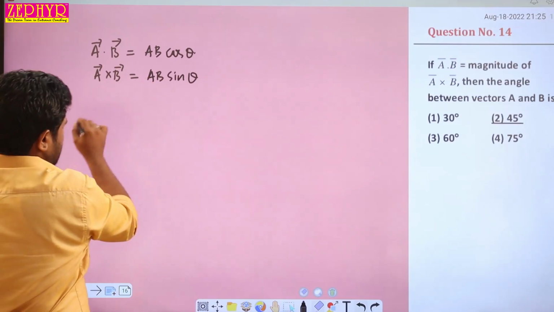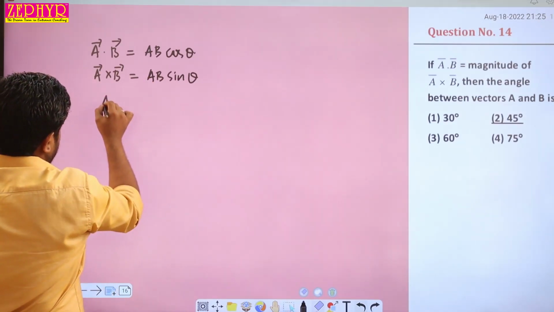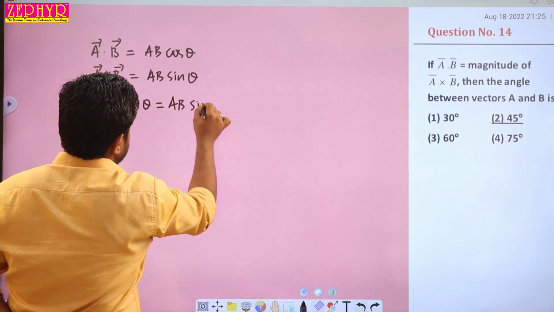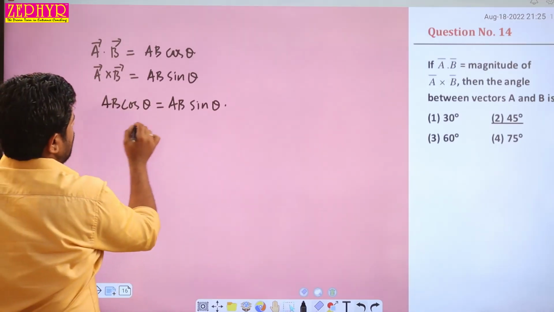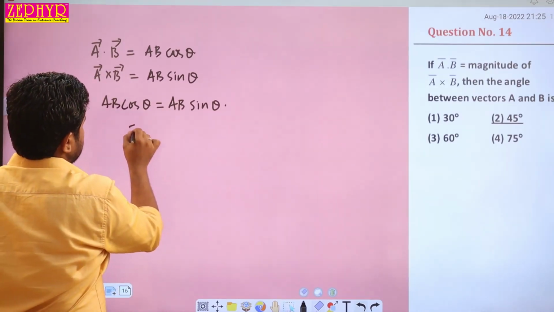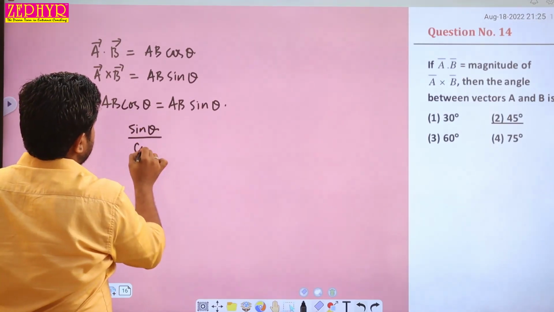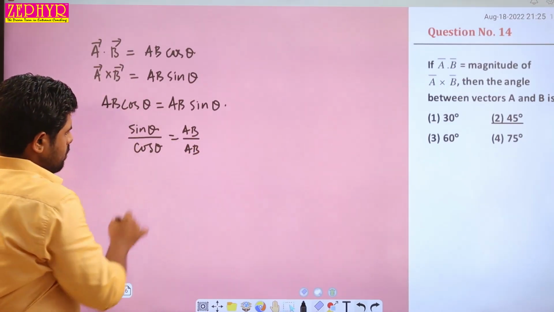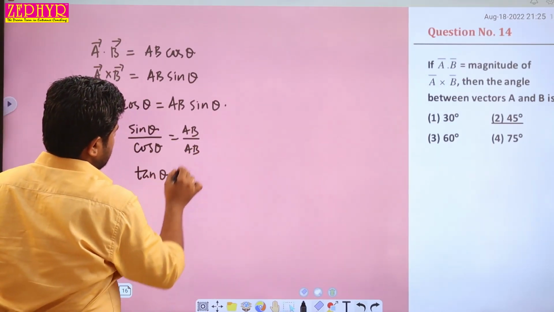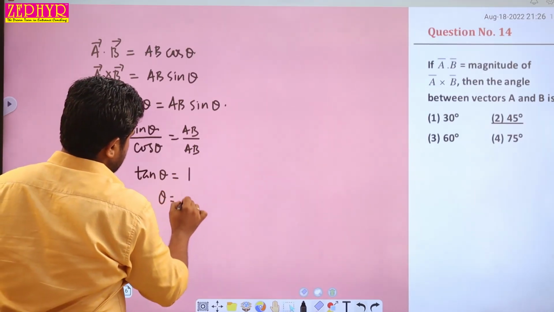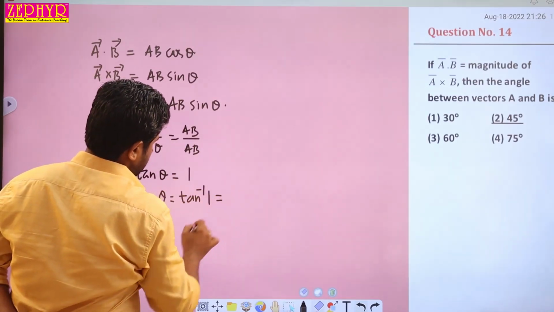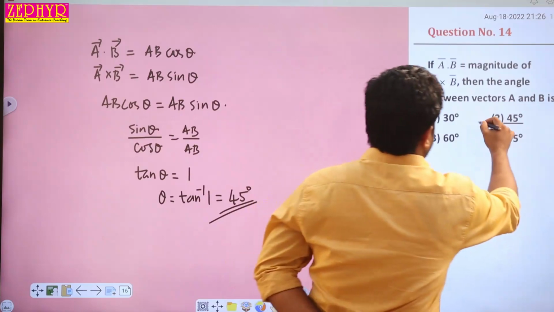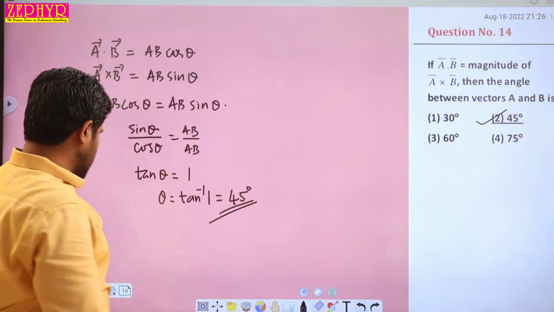So here the equation is AB cos theta equal to AB sin theta. I rearrange this equation like sin theta divided by cos theta is equal to AB by AB. Sin theta divided by cos theta is tan theta, and it is equal to 1. So theta is equal to tan inverse of 1, so it is equal to 45 degrees. So here the correct option is option B, 45 degrees.